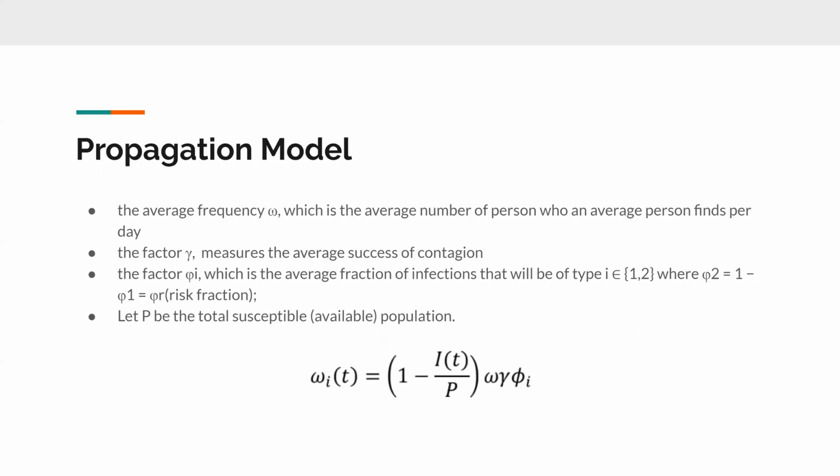In the propagation model, the average frequency omega is the average number of people who an average person finds per day. The factor gamma features the average success of contagion, and the factor psi is the average fraction of infections that would be of type i, i from 1 to 2, where psi 2 equals 1 minus psi 1, and P is the total susceptible available population.